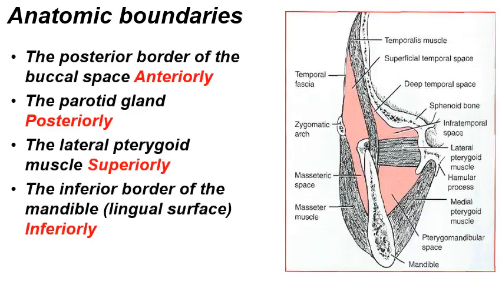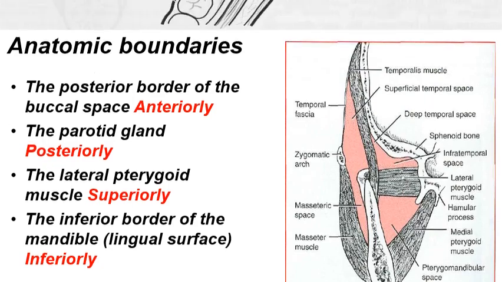What are the anatomic boundaries of the pterygomandibular space? It is bounded anteriorly by the posterior border of the buccal space, whereas the parotid gland bounds it posteriorly. Superiorly, it is bounded by the lateral pterygoid muscle, and inferiorly, it is bounded by the lingual surface of the inferior border of the mandible.